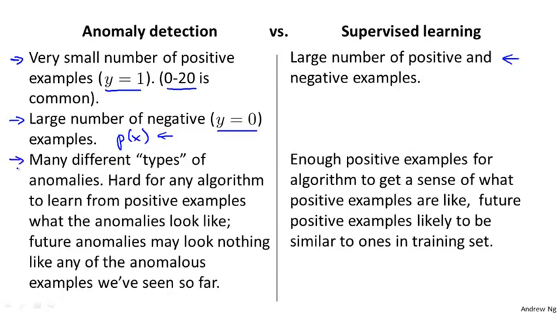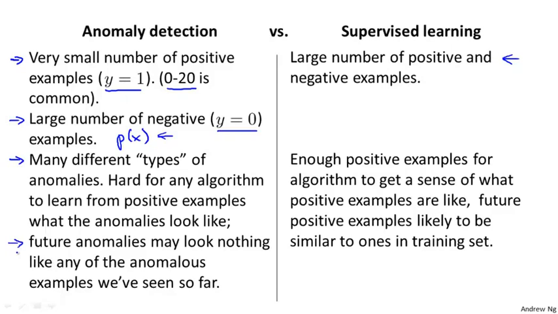For anomaly detection applications, often there are many different types of anomalies. So think about aircraft engines. There are so many different ways for aircraft engines to go wrong, so many things that could break in an aircraft engine. And if that's the case, and if you have a pretty small set of positive examples, then it can be difficult for an algorithm to learn from your small set of positive examples what the anomalies look like. And in particular, future anomalies may look nothing like the ones you've seen so far.